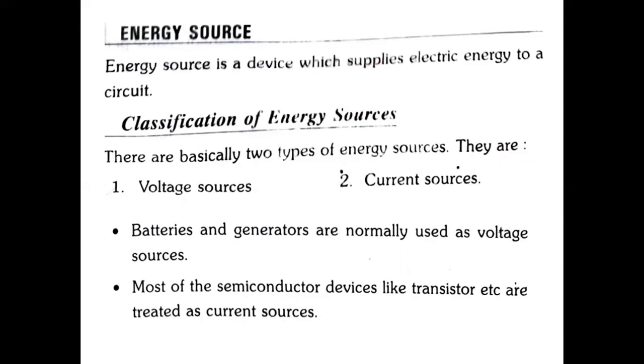Energy source. Energy source is the one which supplies electrical energy to the circuit. There are basically two types of energy sources: voltage sources and current sources. Batteries and generators are normally used as voltage sources. Most of the semiconductor devices like transistors are treated as current sources.